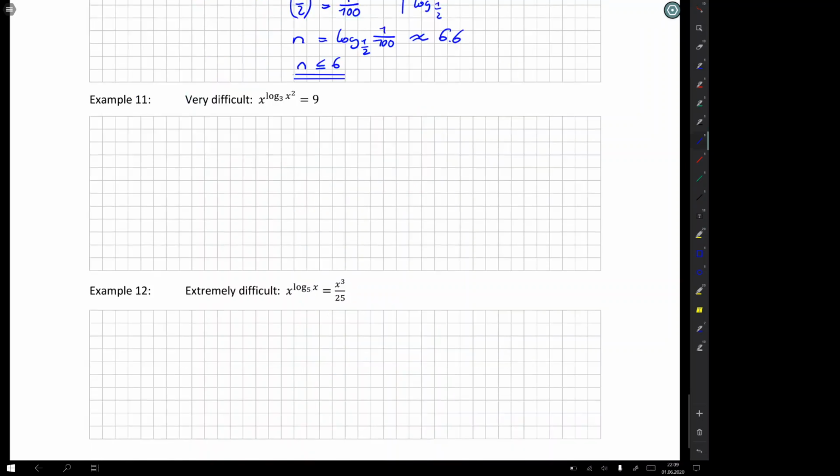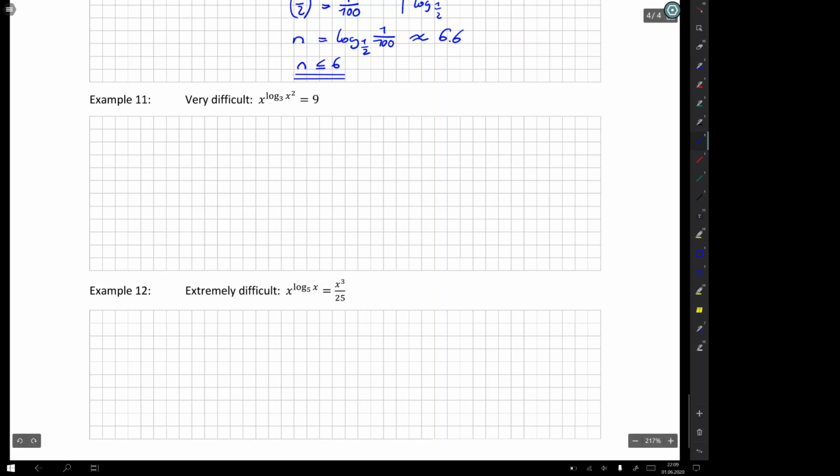The next two examples are very or even extremely difficult. They are only for those interested. You can try to solve them on your own, or otherwise just after each step try if you can continue on your own. So let's start with example 11.